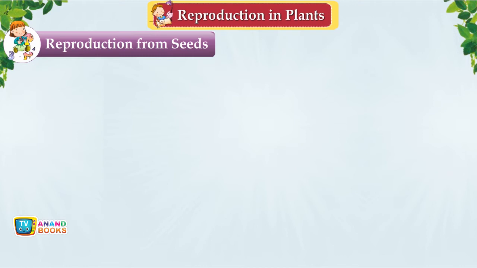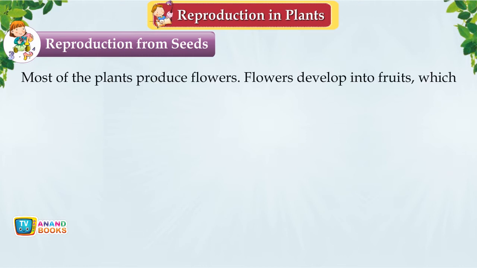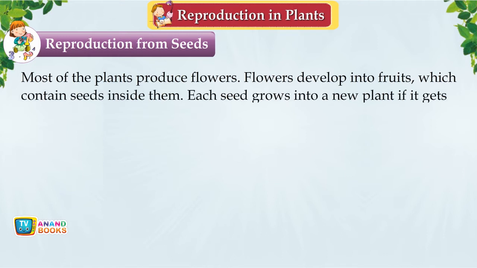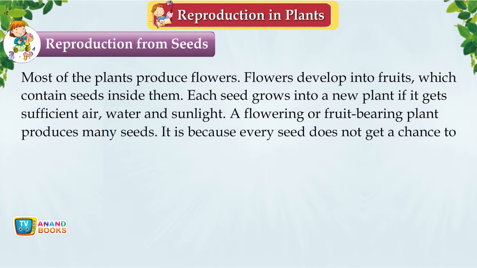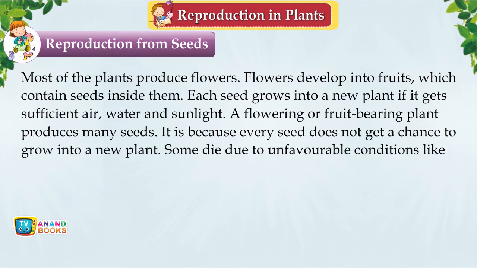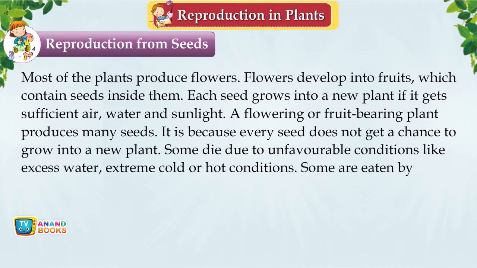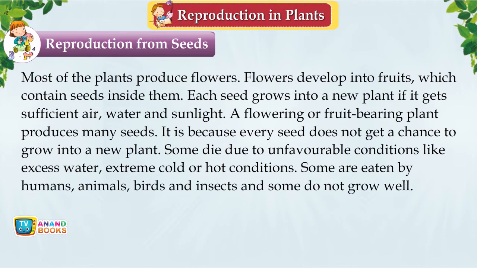Reproduction from seeds. Most of the plants produce flowers. Flowers develop into fruits which contain seeds inside them. Each seed grows into a new plant if it gets sufficient air, water, and sunlight. A flowering or fruit-bearing plant produces many seeds. It is because every seed does not get a chance to grow into a new plant. Some die due to unfavorable conditions like excess water, extreme cold, or hot conditions. Some are eaten by humans, animals, birds, and insects, and some do not grow well.